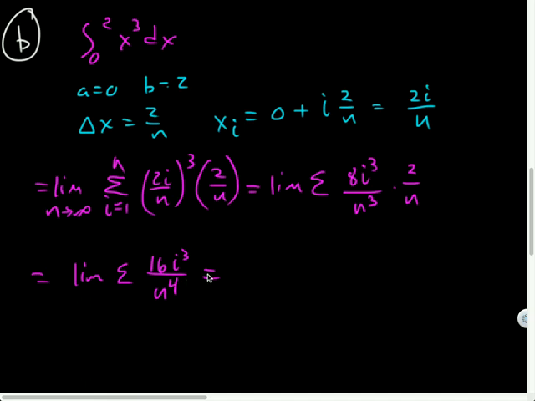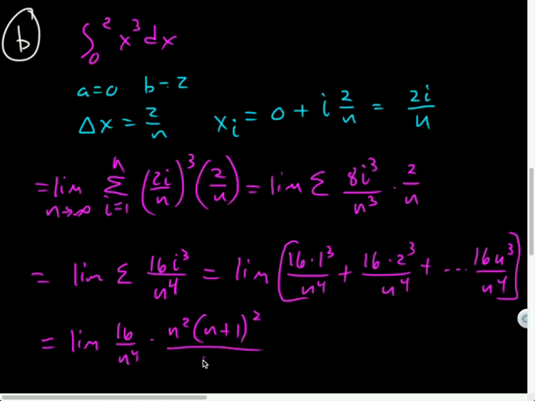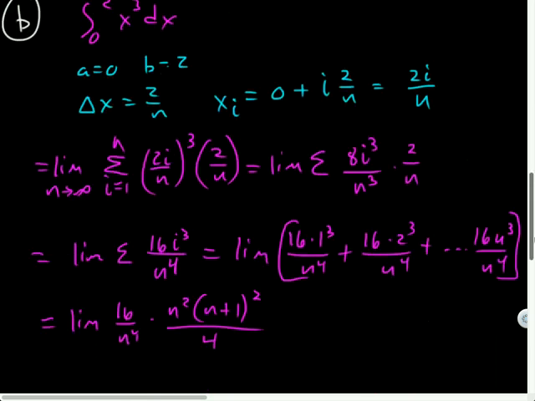So equals that. I can now expand the sigma, right? So that means 16 times 1 cubed over n to the 4th plus 16 times 2 cubed over n to the 4th plus ... 16 times n cubed over n to the 4th. Right? That's what that limit means. So, using the pattern, no more sigma, I can factor out a 16 over n to the 4th multiplied by the pattern of 1 cubed, 2 cubed, through n cubed. It happens to be the same one from the previous one, n squared times (n plus 1) all squared over 4. I believe. Yep.